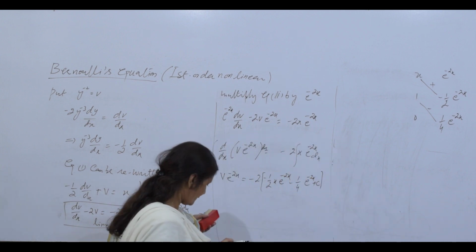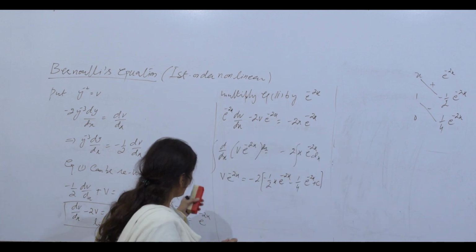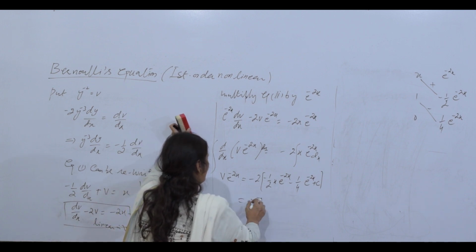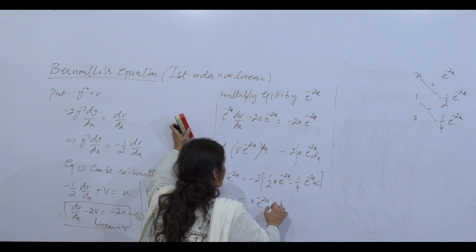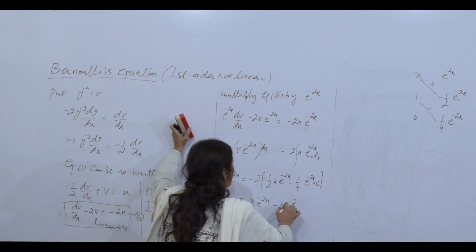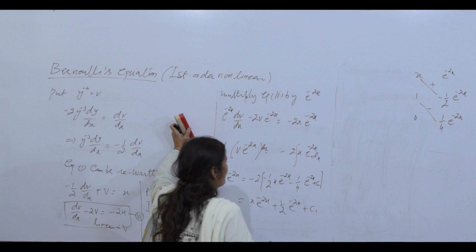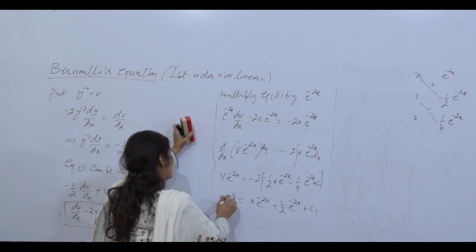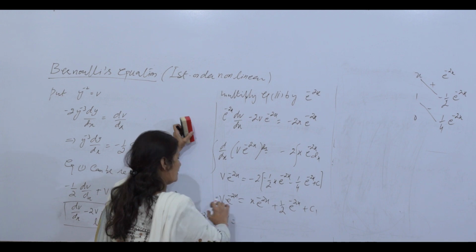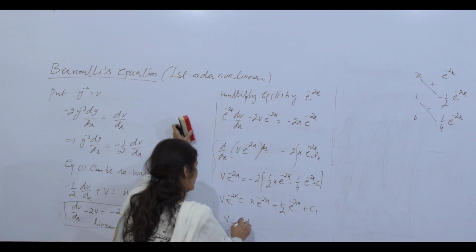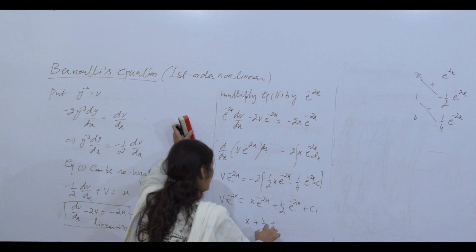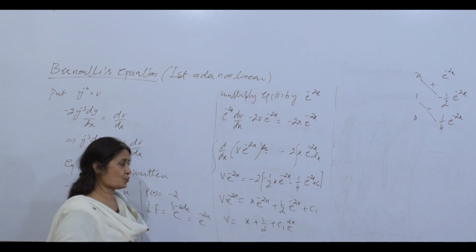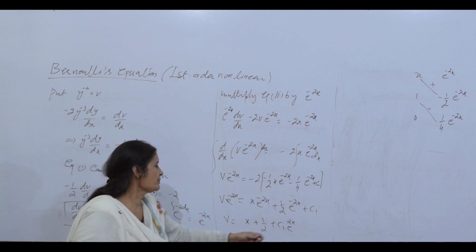So you multiply with minus 2, which is x e minus 2x plus half e minus 2x plus c1. Minus 2c is c1. So this is v e minus 2x. So what is v? Dividing by e minus 2x, this is x plus half plus c1 e 2x. When c1 is divided, it becomes positive.